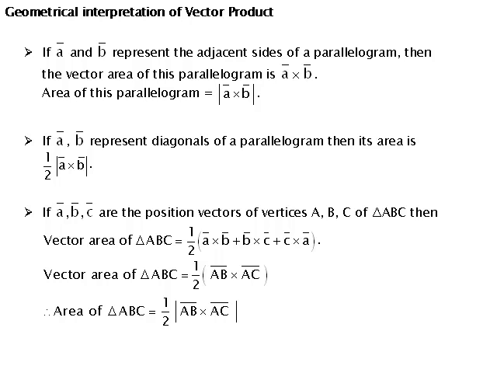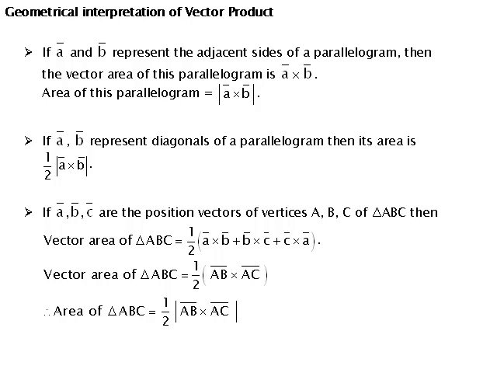If A bar and B bar represent the adjacent sides of a parallelogram, then the vector area of this parallelogram is A bar cross B bar. This is the geometrical interpretation of cross product. The area of this parallelogram is mod of A bar cross B bar. If A bar and B bar represent the diagonals of a parallelogram, then its area is half mod of A bar cross B bar.